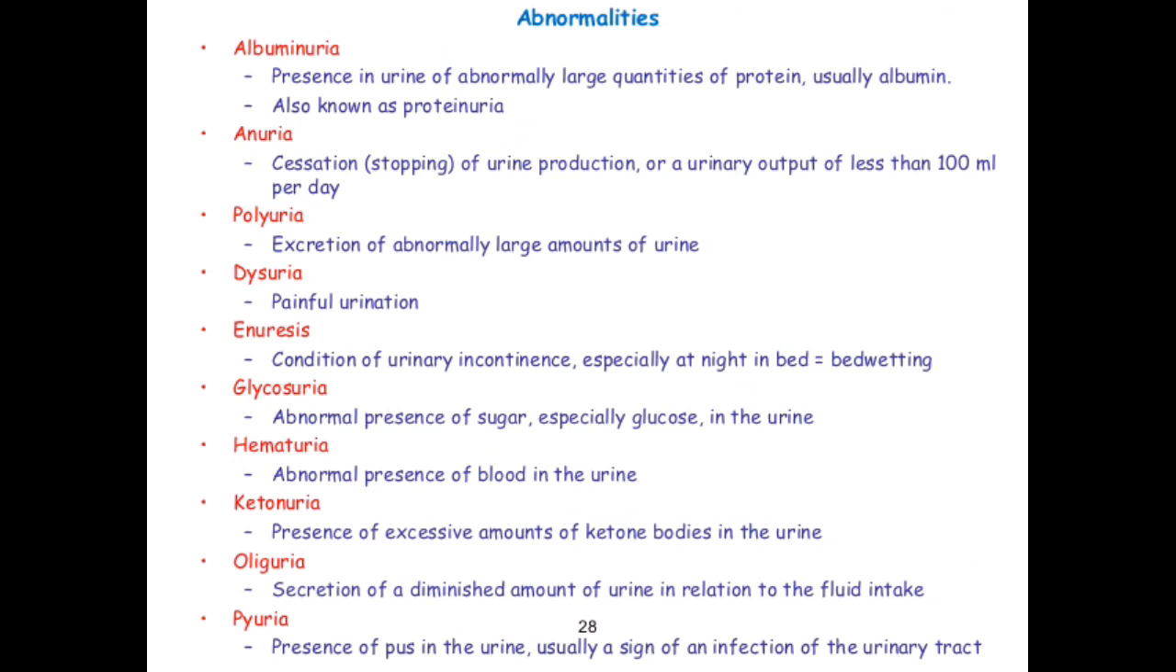Ketonuria, presence of excessive amounts of ketone bodies in the urine. Oliguria, secretion of a diminished amount of urine in relation to the fluid intake. Pyuria, presence of pus in the urine, usually a sign of infection of the urinary tract.